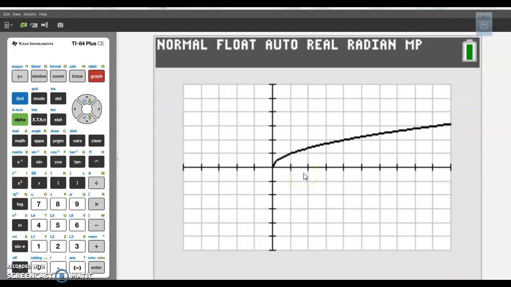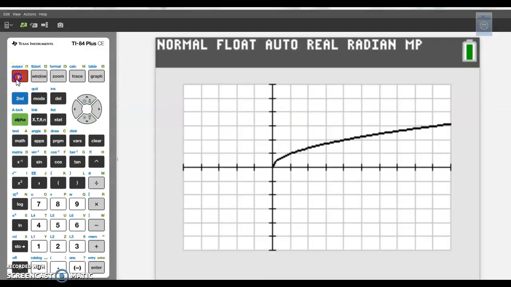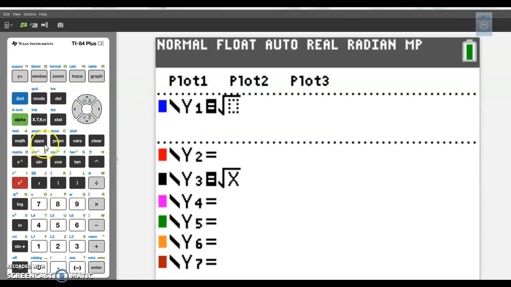Okay. All right, now we're going to use the calculator to graph y equals the square root of x plus 4, plus 2, and then list the values that you used. All right, so let me grab my calculator. Y equals, I'm going to put this in the blue one, the square root of x plus 4. Notice that's all under the square root, but the plus 2 is not. If you do the right arrow forward, it stops the square root, and it's no longer underneath there, and then you put plus 2. All right, so let's graph this and see what it looks like.